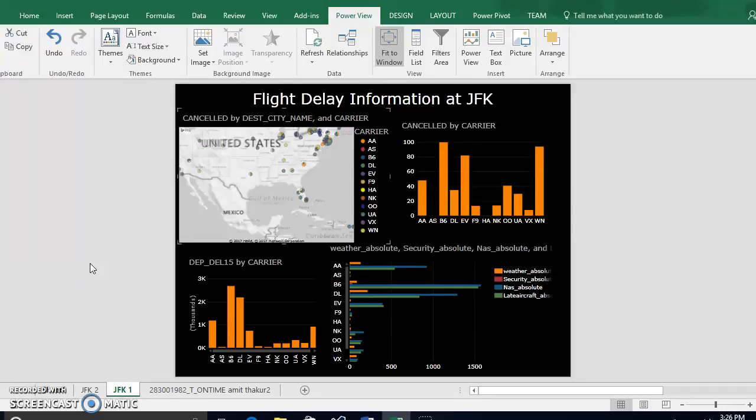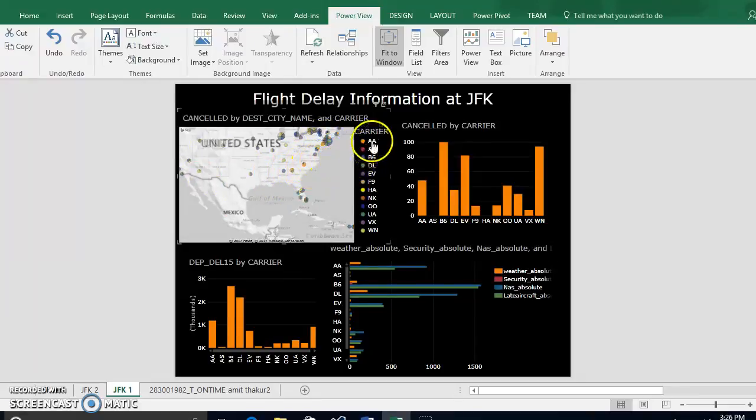I got all of my data from the Bureau of Transportation and Statistics. Now when we look at the dashboard on the top left-hand corner, you can see a map. This map has many circles on it. Basically, these circles show the various cities to which flights were cancelled.